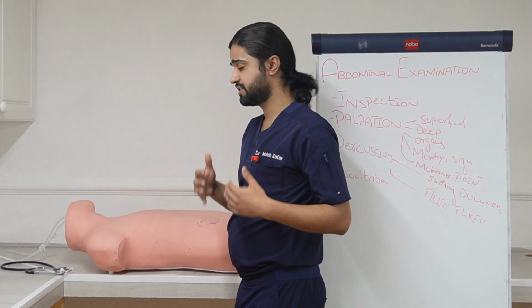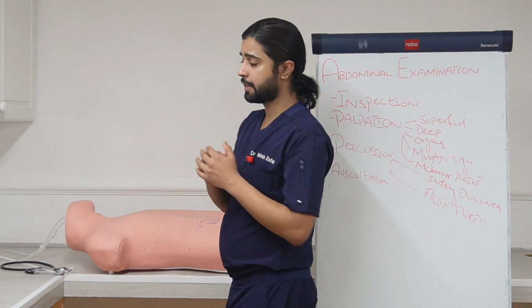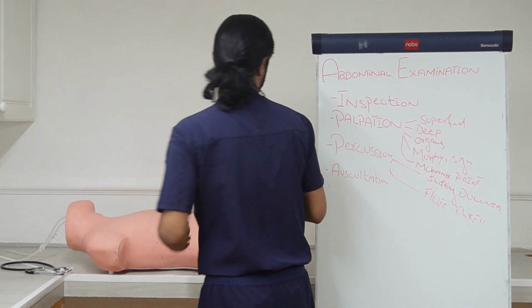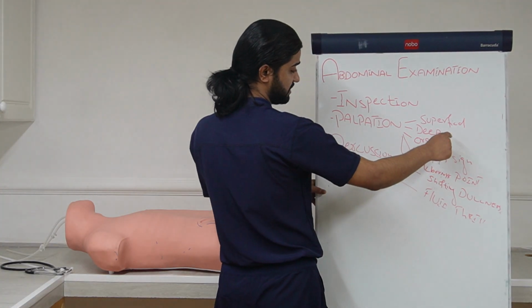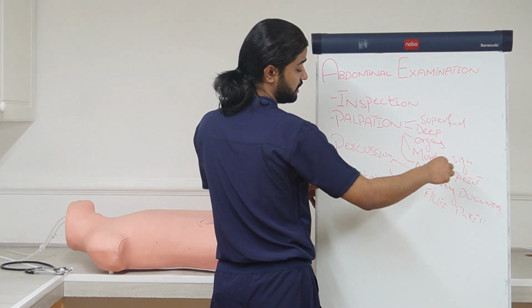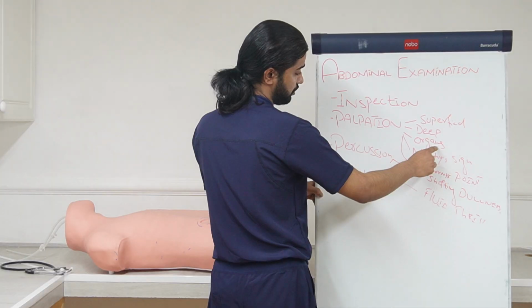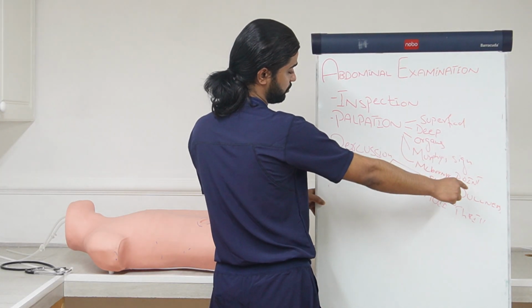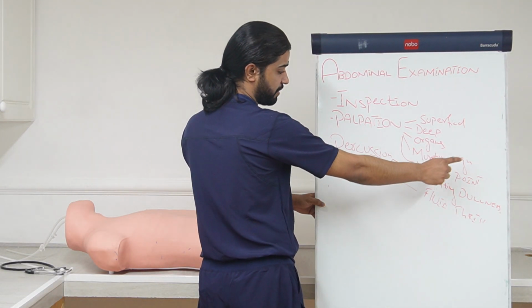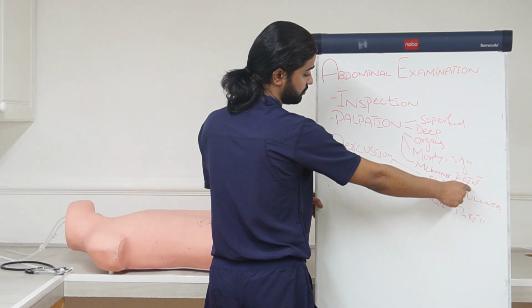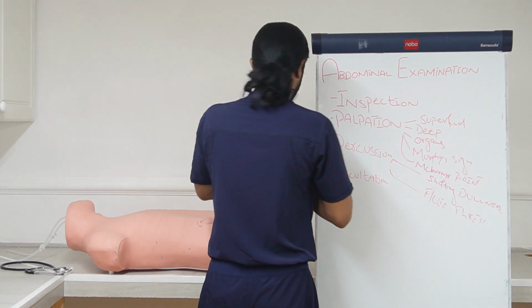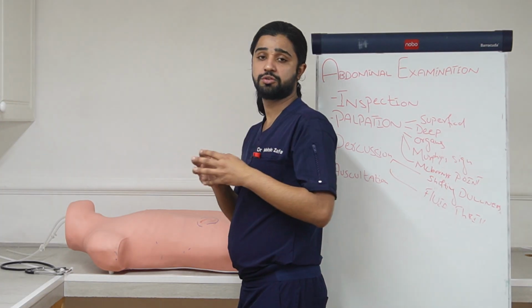So after the inspection, next we will move towards the palpation. Here, doctors, we will be doing the superficial palpation to see for tenderness, deep palpation to see for any masses, then feeling for the organs, any hepatomegaly, splenomegaly, then we will also be doing some special tests like Murphy's sign and McBurney tenderness to see for acute appendicitis.